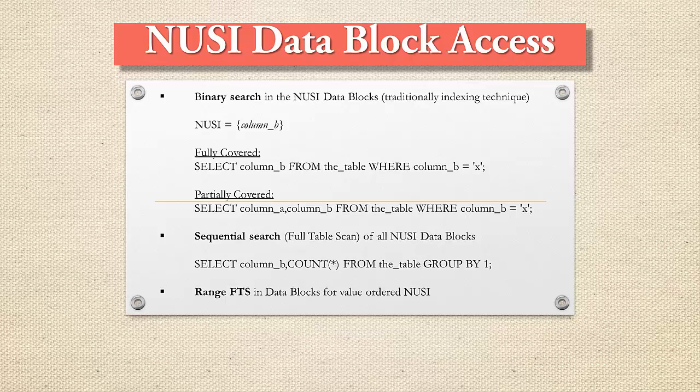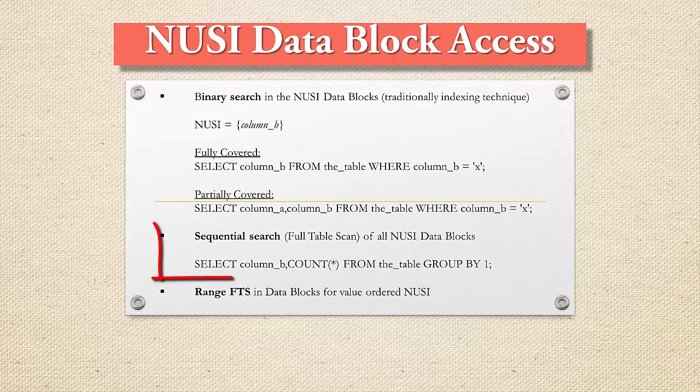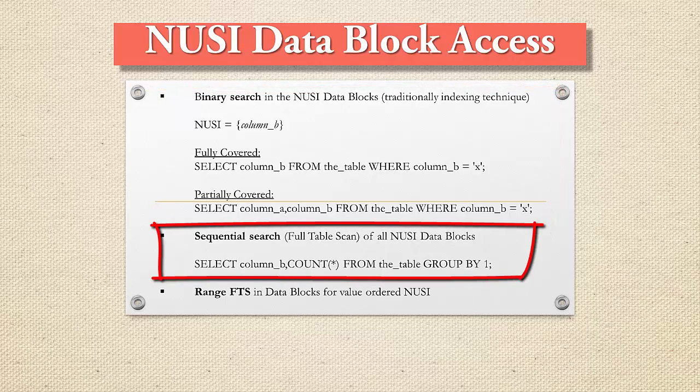Given we have a NUSI over the column B, a binary search in the NUSI data blocks occurs for fully covering data requests such as select column B from our table where column B equal to X, as well as for partially covering ones like the following: select column A, comma, column B from the table where column B equal to X. A sequential search associated with a full table scan of a NUSI data block will occur whenever we select in the following way: select column B, count star from the table group by 1.